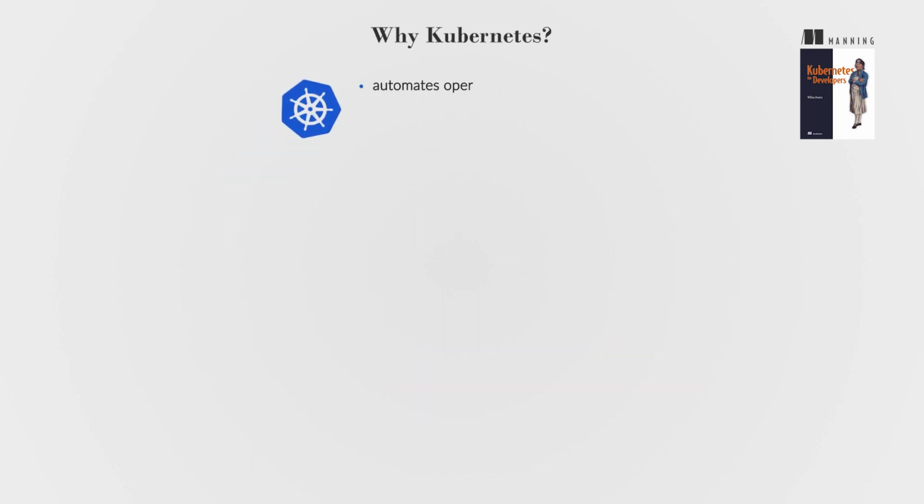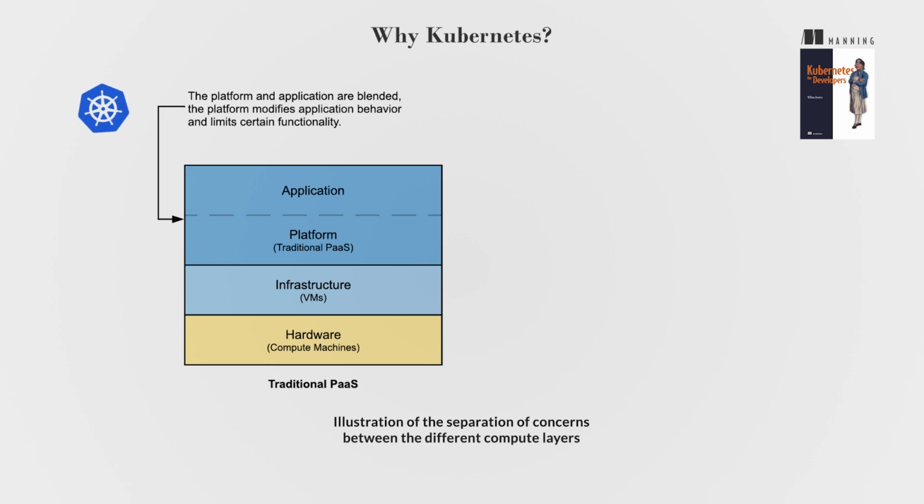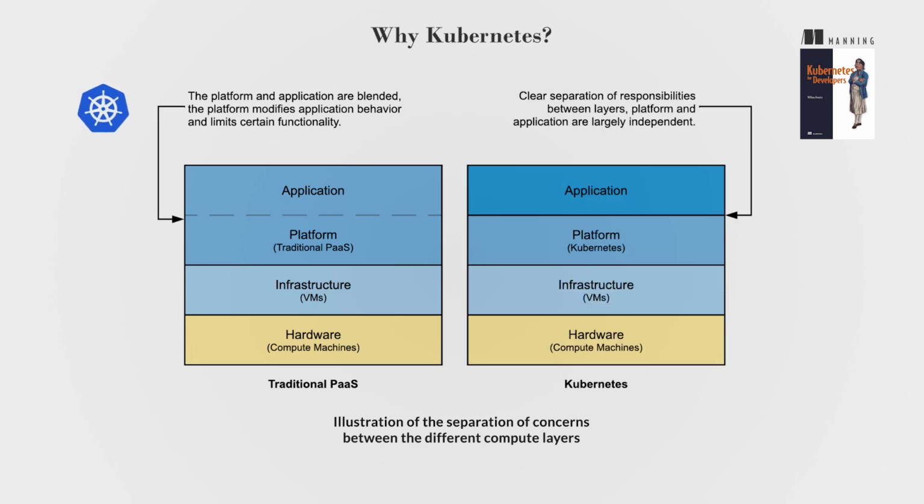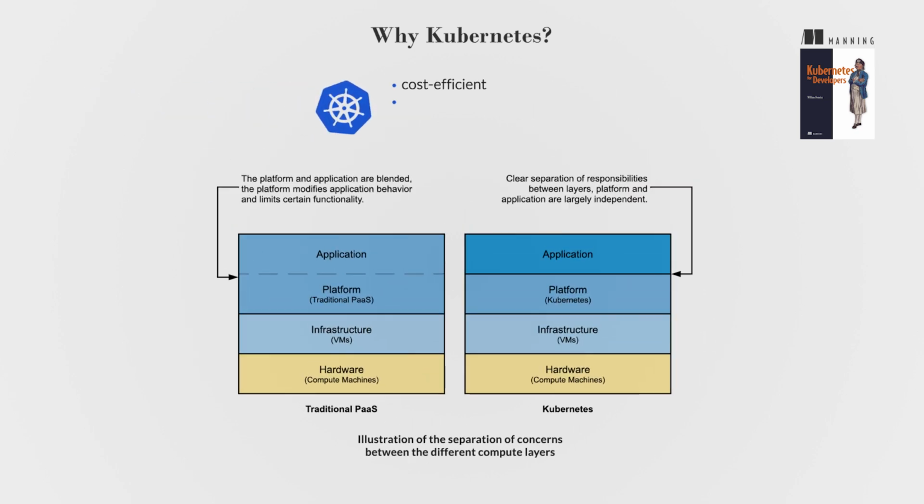Kubernetes automates operations, scales efficiently, and provides a balanced level of workload abstraction. It uses declarative configuration, allowing users to define their desired state and letting Kubernetes realize it. The platform is cost-efficient, extensible, and supported by a vibrant community.